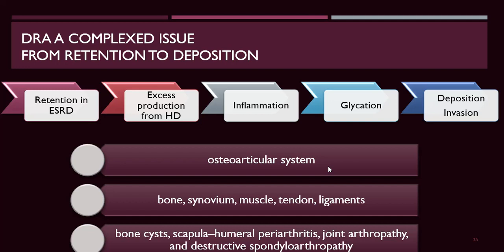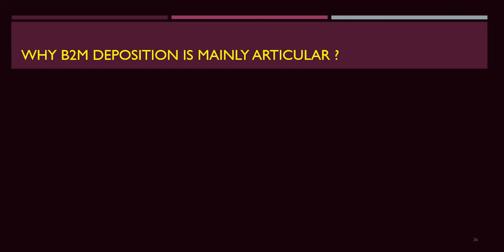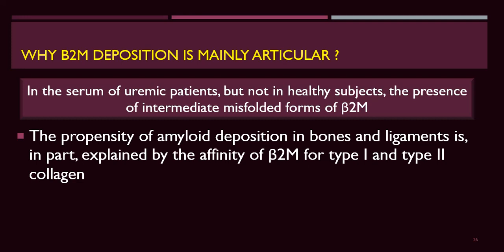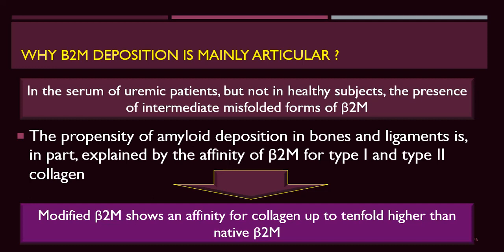Why is beta 2 microglobulin deposition mainly articular? As we discussed, the deposition in bone and ligament is partly explained by the affinity of beta 2 microglobulin for type 1 and type 2 collagen. In the serum of uremic patients, but not in healthy subjects, there are intermediate misfolded forms of beta 2 microglobulin as well. That's the metabolic change of the native beta 2 microglobulin and its glycation. So modified beta 2 microglobulin shows an affinity for collagen up to tenfold higher than native beta 2 microglobulin.